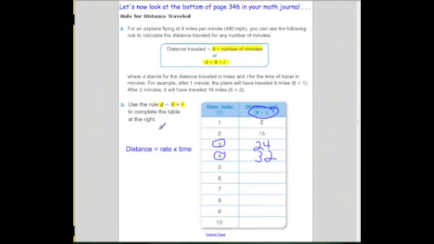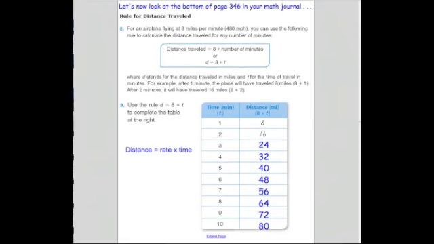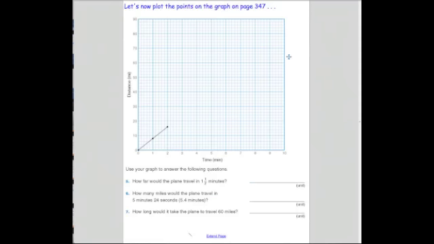All right, you're back and ready to see your answers. Here are your answers for the table. Hopefully you saw a pattern that it was just multiplying: 8 times 1 is 8, 8 times 2 is 16, and it just went all the way down to 10. Alright, now let's turn to the next page in your math journal, page 347. Let's do these together if you would.